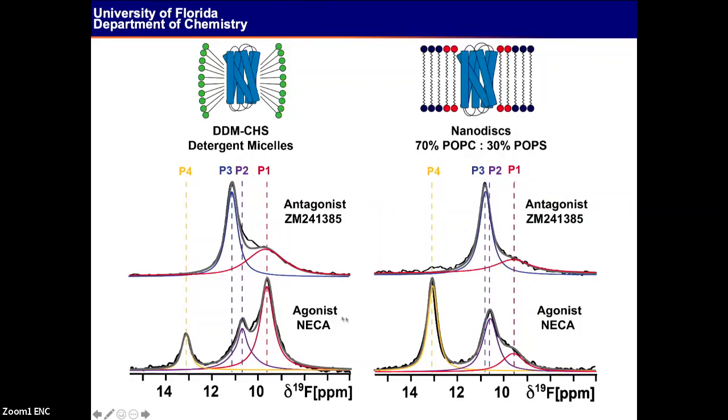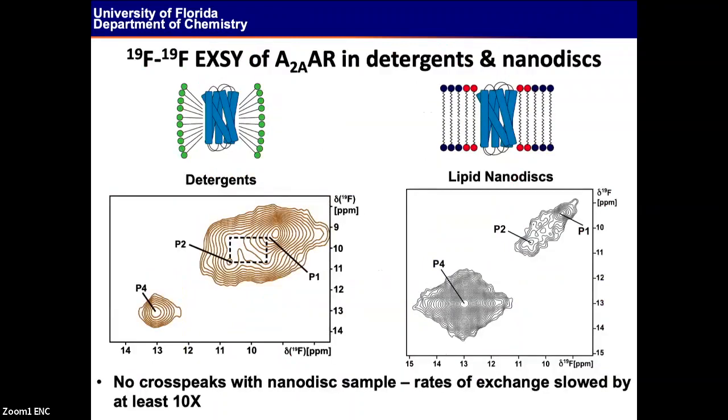But the situation is actually a bit different when we look at complexes with activating drugs. So again, we see these states P1 through P4 with surprisingly highly similar chemical shifts, but very different changes in relative intensities, indicating we have completely different relative populations that are only different because we've changed the environment in which the protein is in.